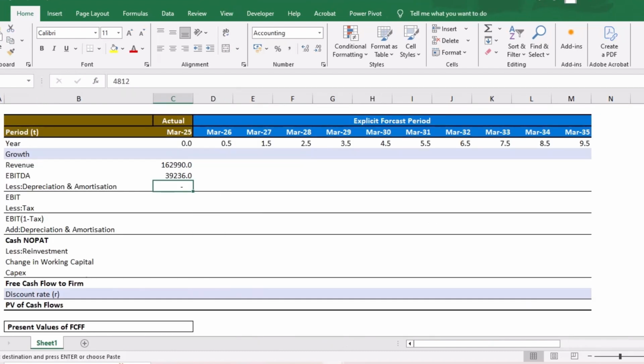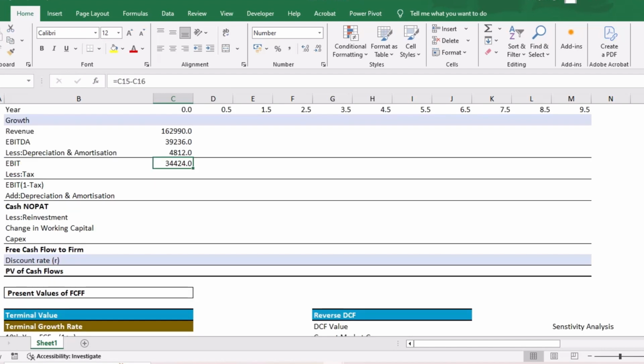Next up we need EBIT. You can directly calculate over here. This minus this, less tax. In this EBIT we will apply 25% tax. So this multiplied by 0.25, and then we'll deduct this tax, add back the depreciation, okay, and here we will just add them.